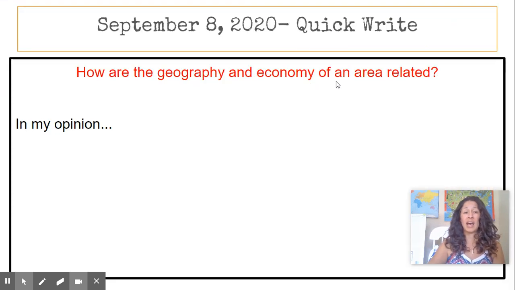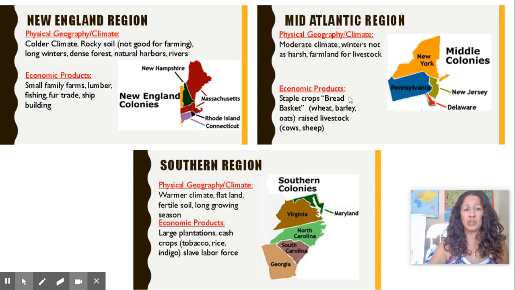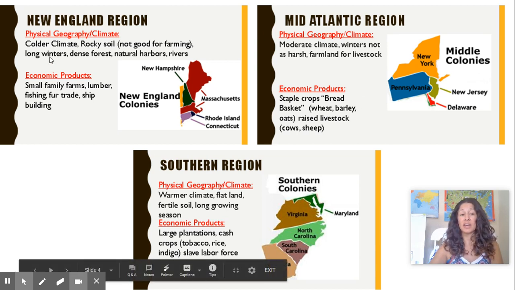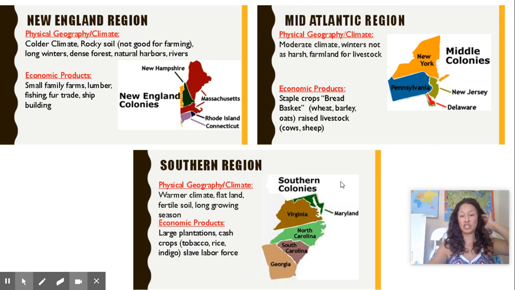Our quick write: how are the geography and economy of an area related? You're going to have a couple of minutes to fill that out. All right, we're going to go ahead and share that now. Next, in your notebook, you have all of this information on page 8, but I went ahead and added it in here. These are just the shorthand notes of everything we talked about last week: New England, Mid-Atlantic, and Southern region. This is the information that I was expecting in Friday's activity. Anything besides this was counted wrong.